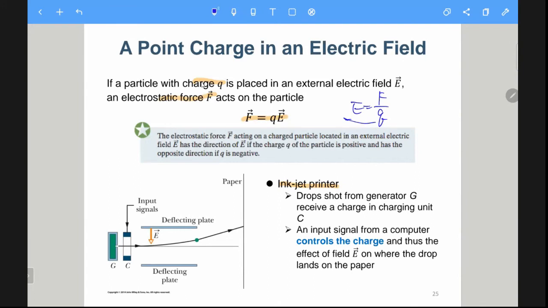Okay, so for the electrostatic force acting on the charged particle located in an external E field, the force has the same direction as E if the charge Q of the particle is positive and has the opposite direction if Q is negative.